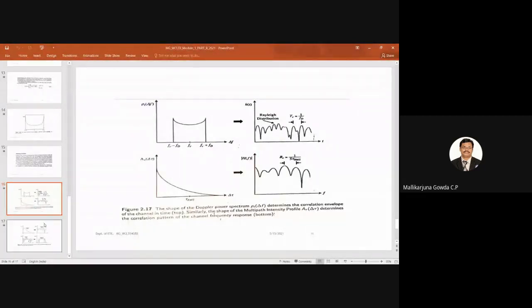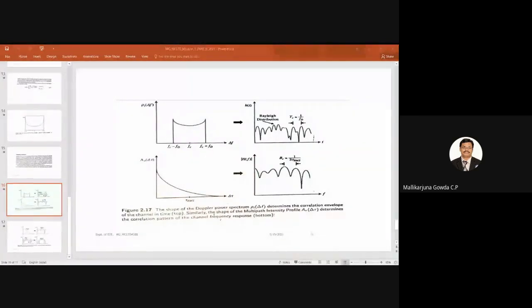Okay, looking at this picture, you are able to say something. Is this picture clear? Yes, you are able to see this diagram. Somewhere I have shown this type of diagram: FC, then FC plus FD, then FC minus FD, right? This is due to what? This is due to Doppler spread, I said, right?